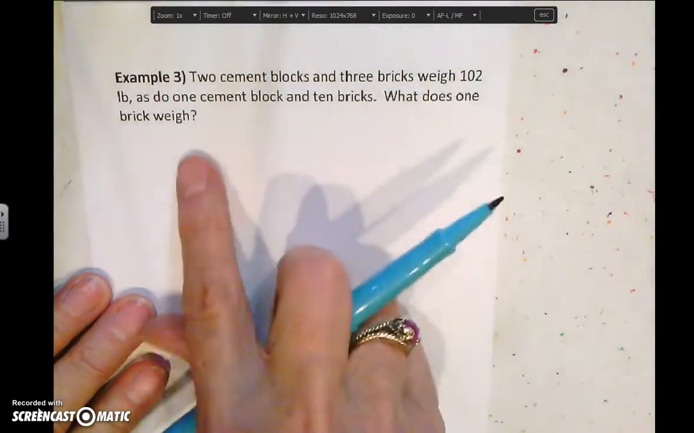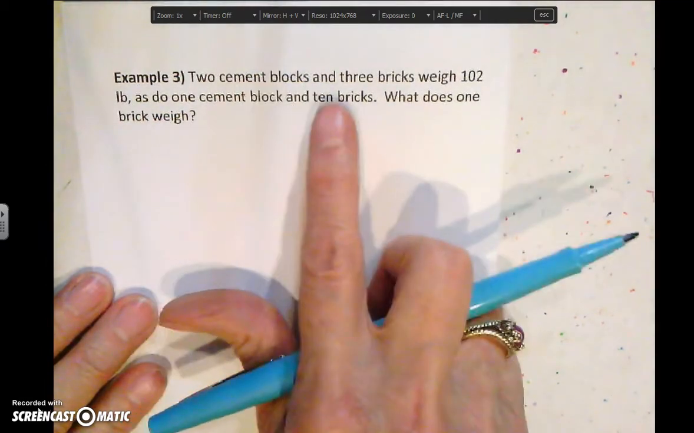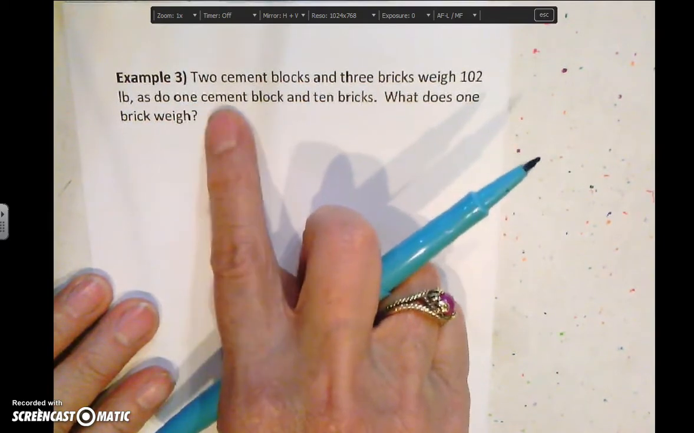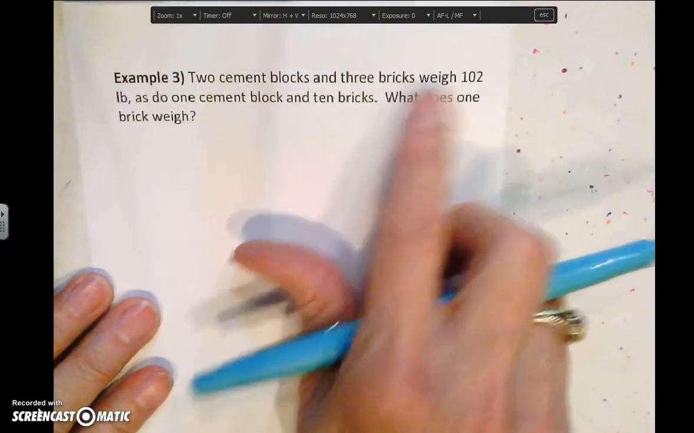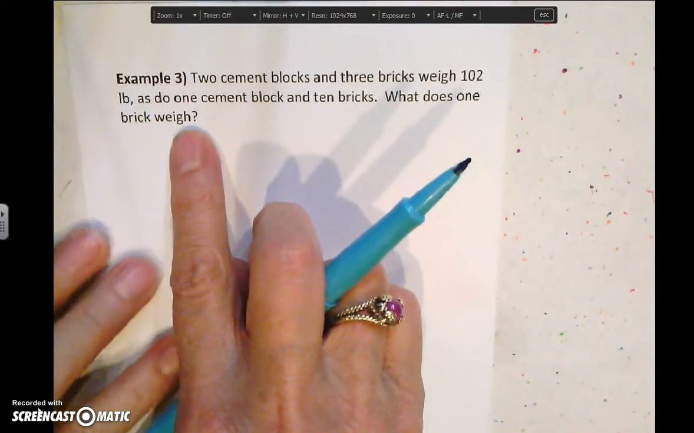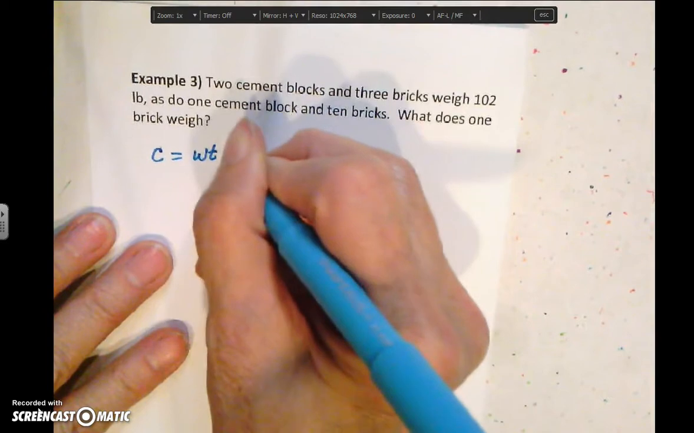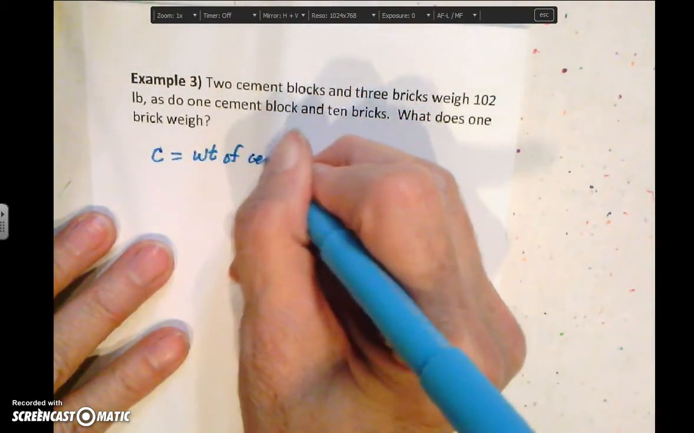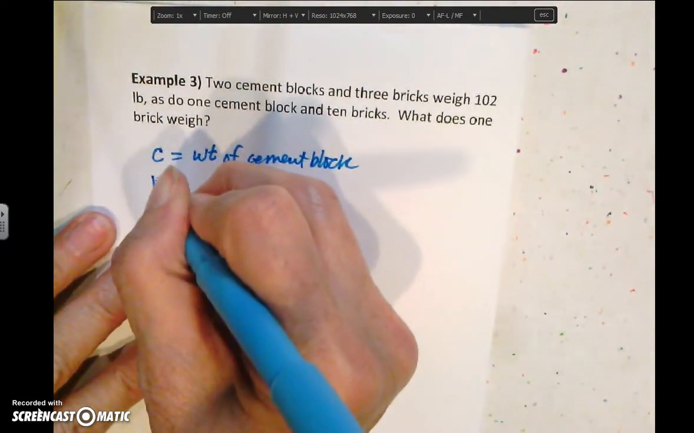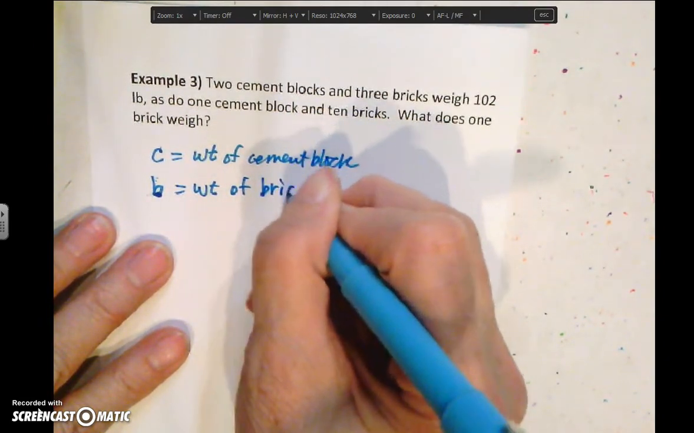So here's another type of problem, and it's probably easier to do without a chart on it. But we got 2 cement blocks and 3 bricks that weigh 102 pounds, as do one cement block and 10 bricks. So they both weigh 102. What does one brick weigh? So we're looking for these weights. So we can let C equal the weight of a cement block. And then we can let B be equal to the weight of one brick.